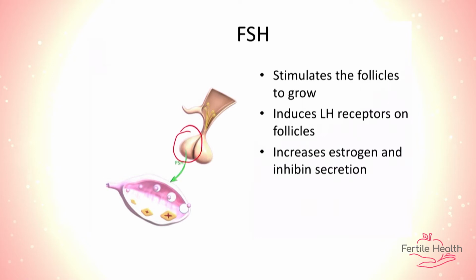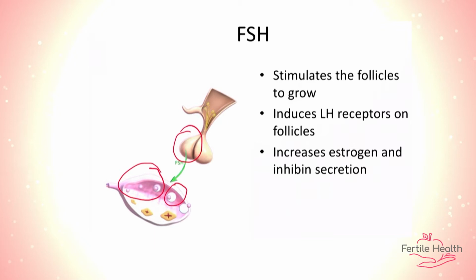It stimulates the follicles to grow, just like its name says. The other things that it does are it induces LH receptors on follicles. So FSH is particularly important for these smaller size follicles. Then as follicles start to get bigger, they start to rely a little bit more on LH that we're going to talk about in a moment. But FSH primes these follicles for LH to then act on these mid-sized follicles.